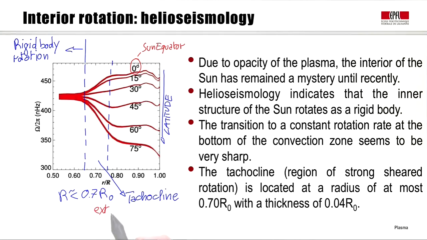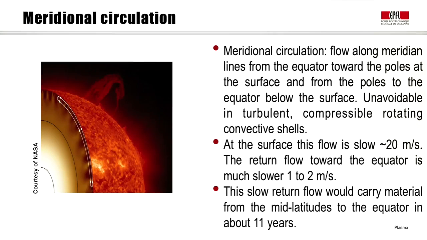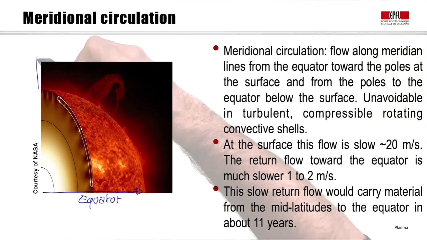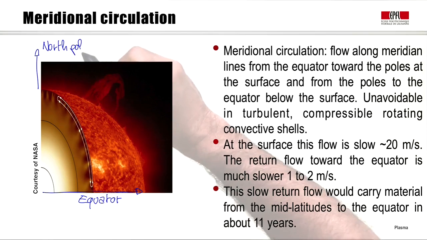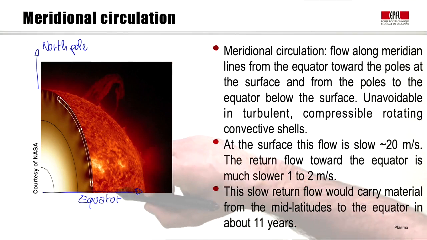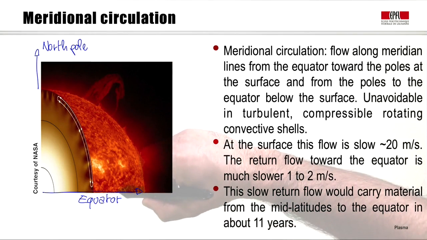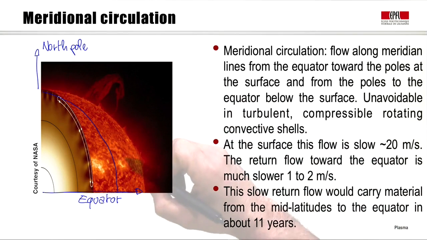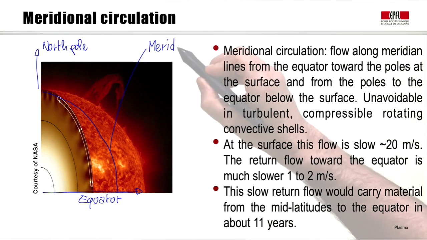In this region, the toroidal plasma flow is extremely sheared, since the changes happen in a very narrow region, and this differential rotation can have important consequences for the magnetic field generation, as we will see later. Recently, helioseismology has revealed the presence of flow along the meridian lines from the equator towards the pole at the Sun's surface and from the poles towards the equator below the surface. This is the so-called meridional circulation.